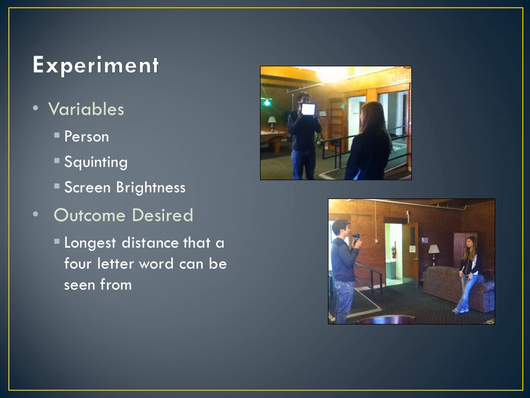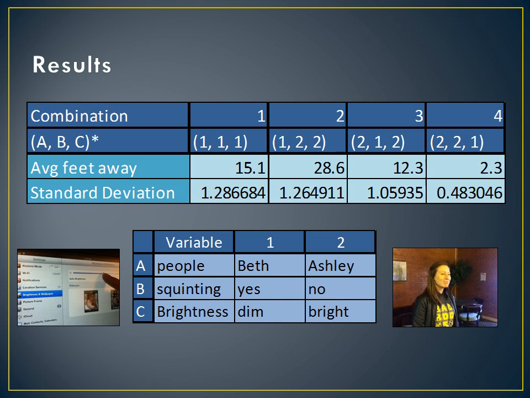It'll work. Right. For this experiment, we tested the variables of which person, we had Beth and Ashley, whether the person was squinting or not, and the screen brightness, whether bright or dim. The desired outcome was to find the longest distance that a person.